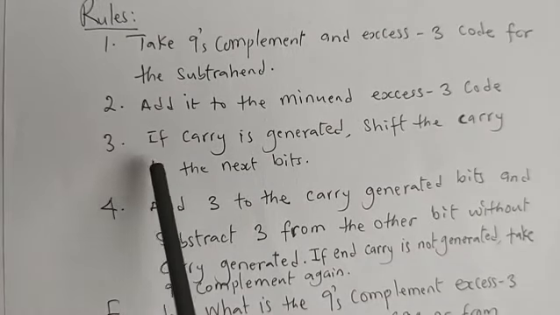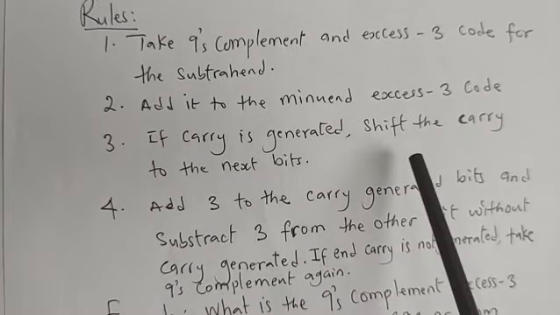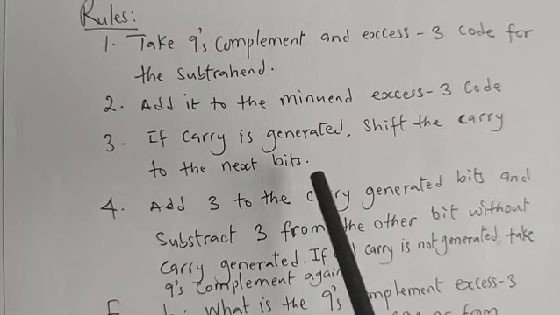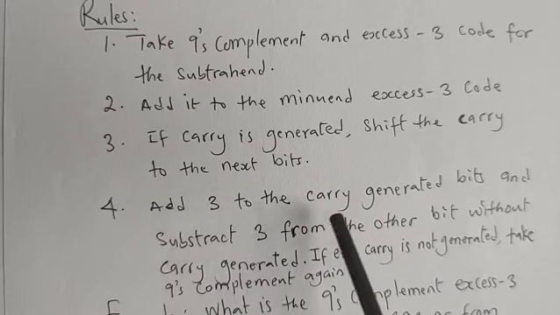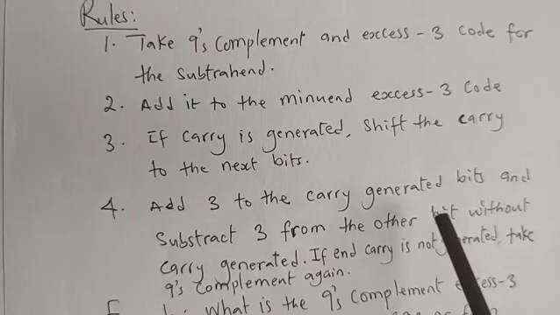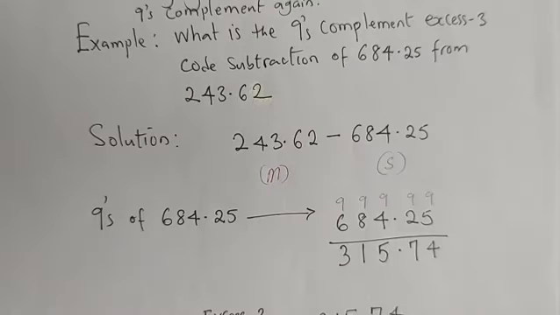Rule number 3 says if carry is generated, shift the carry to the next bit. Rule number 4 says add 3 to the carry generated bit and subtract 3 from the other bit without carry generated. Now it says if carry is not generated, take 9's complement over again. Alright, so we're going to see how we can apply these rules to a question.